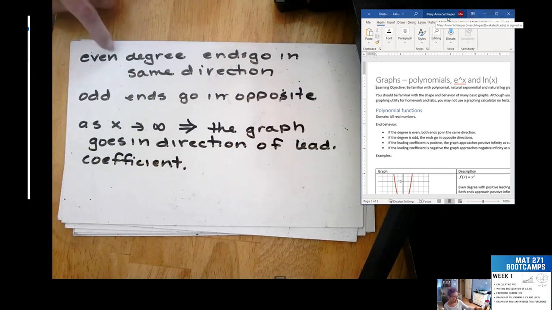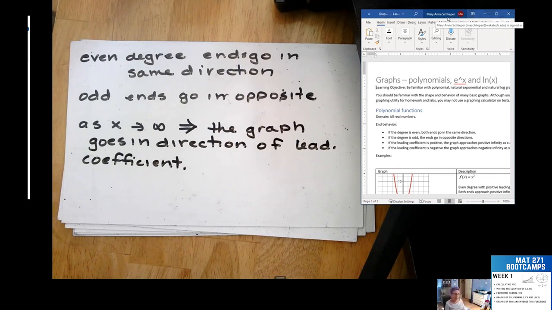So if you have an even degree, I always think back to parabolas. If you have an even degree and a positive leading coefficient, it's like a happy parabola, both ends go up. If you have an even degree and a negative leading coefficient, it's like a sad parabola and both sides go down.